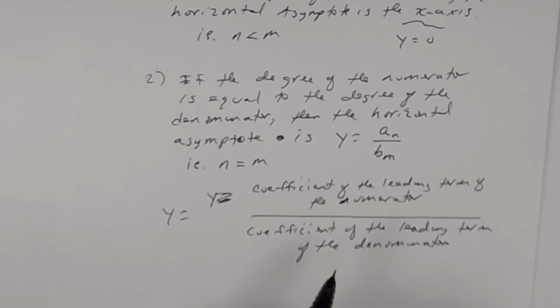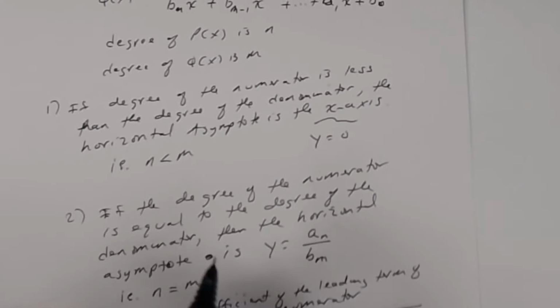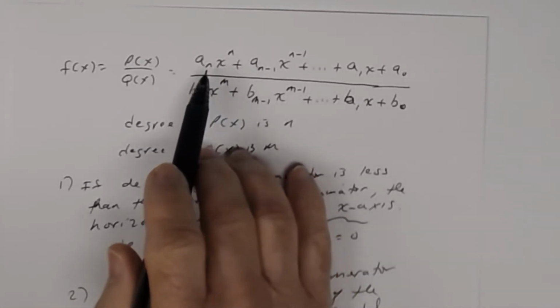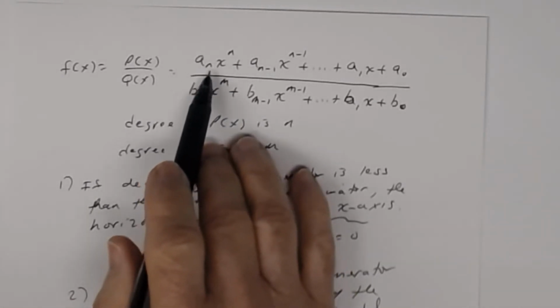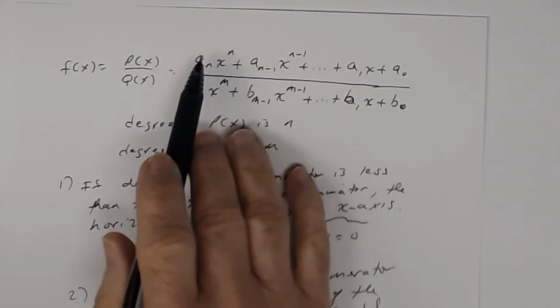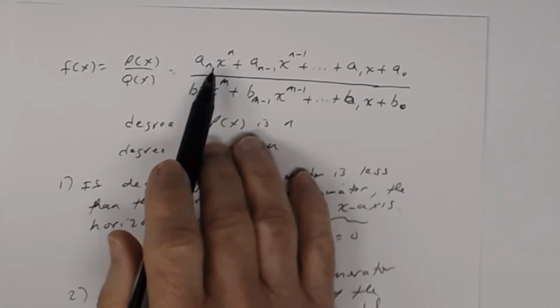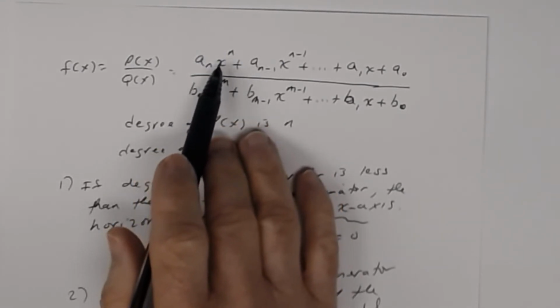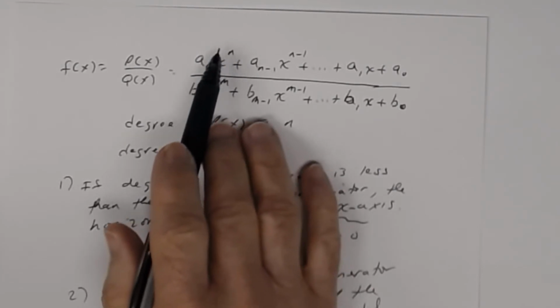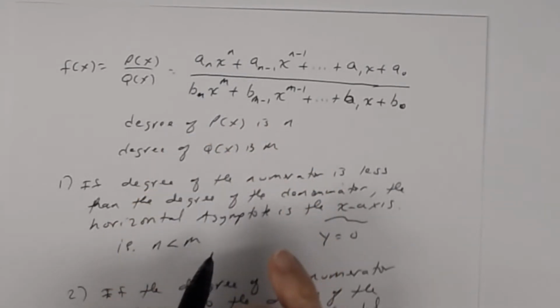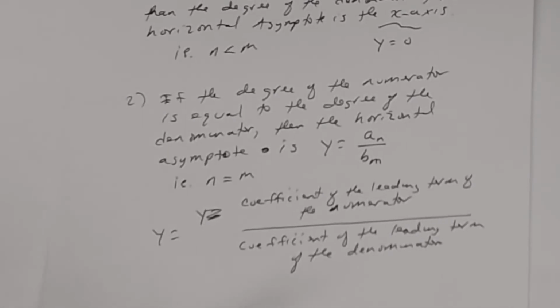Okay, now remember it says the leading term, right? So remember, leading term doesn't always mean the first term you see. The leading term of a polynomial is the term that contains the largest exponent. All right, so the leading term is the one that has the largest exponent. You're going to see a situation in a little while where the leading term is not listed as the first term.